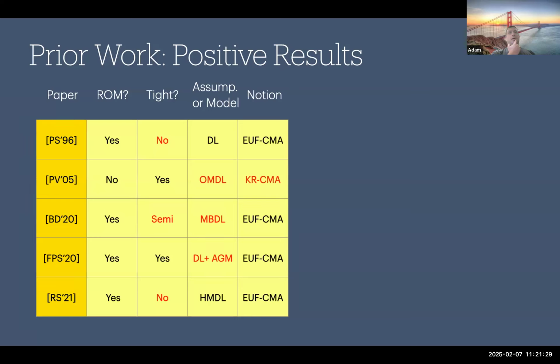But we would like to avoid the algebraic group model for this scheme. And then there's a recent result of Rotem and Segev. They use something called high-moment discrete log, where they tighten the proof a little bit, but again it's still not very tight, though it's a little tighter compared to the initial result of Pointcheval and Stern.